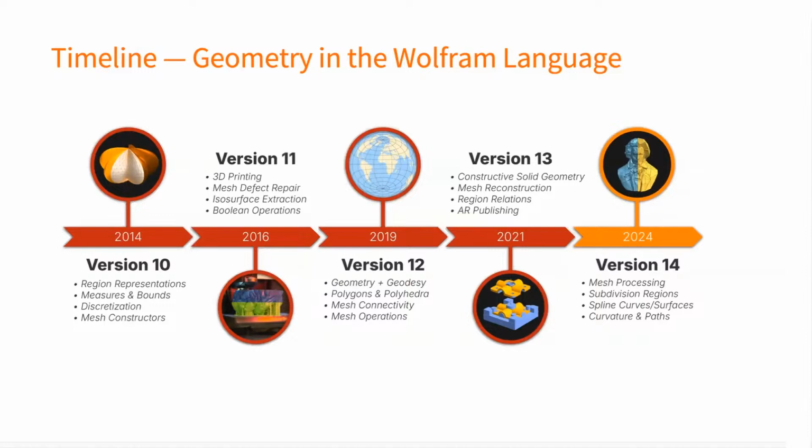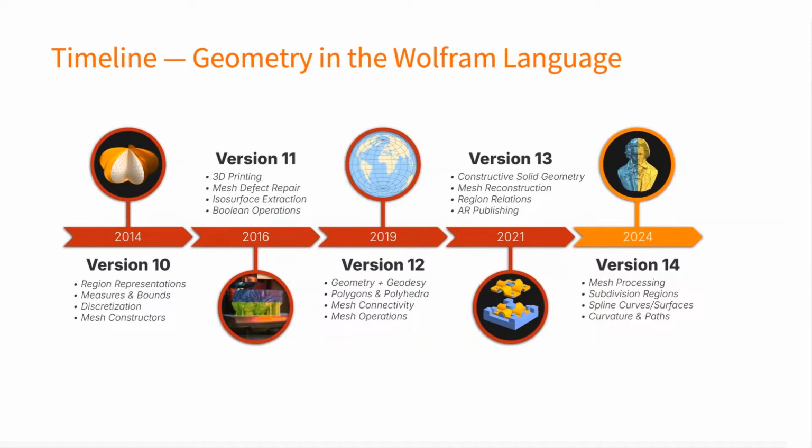Here is a timeline for geometry in the Wolfram language. Under each version, we'll see just a few of the features that were added with that version. Going all the way back to 2014, we'll see the introduction of the geometry framework with version 10. This added regions, which are shapes that we can compute on. This includes things like calculating their area, volume, bounds, and much more.